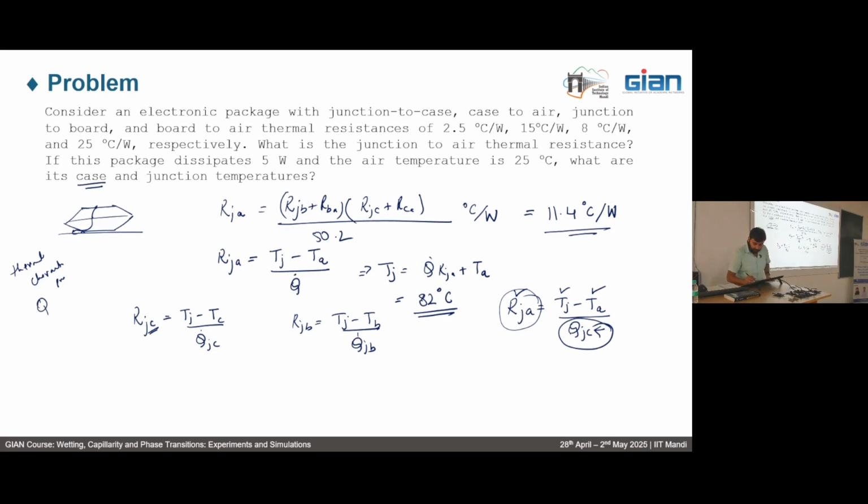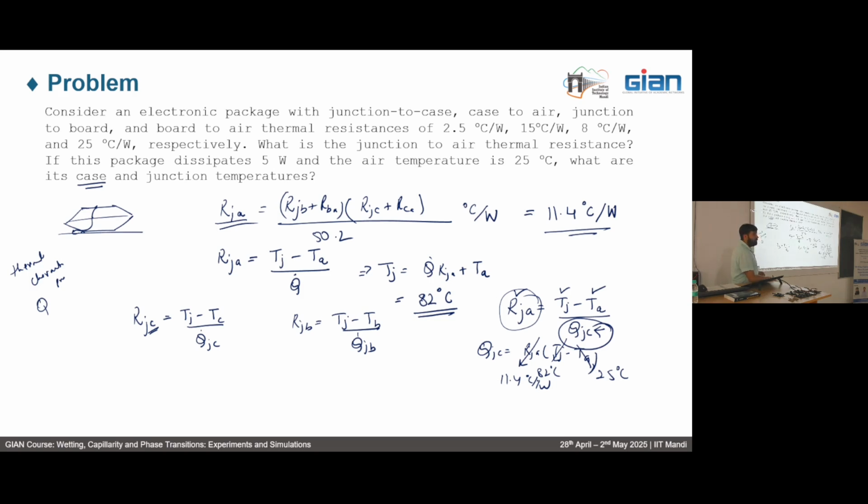So here we can write RJC is equal to RJA times Tj minus Ta. Tj we know is around 82 degrees centigrade, Ta is 25 degrees centigrade, and RJA, junction to air, is 11.4. Yeah, here.